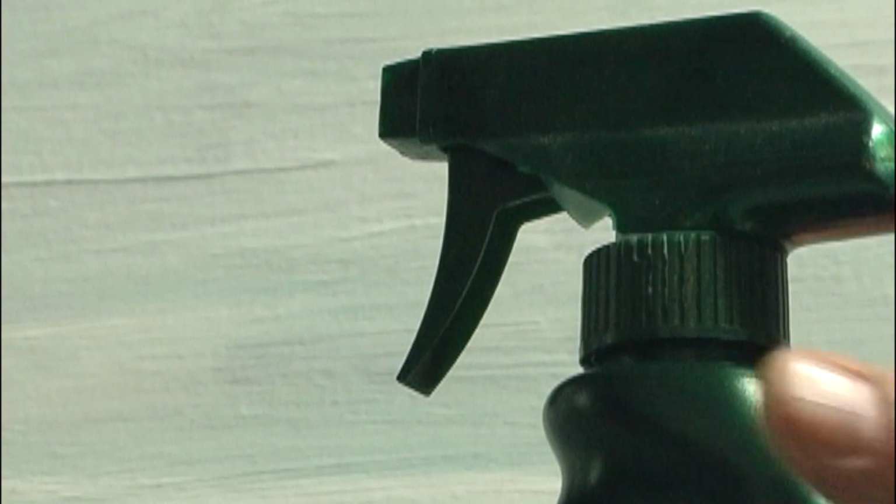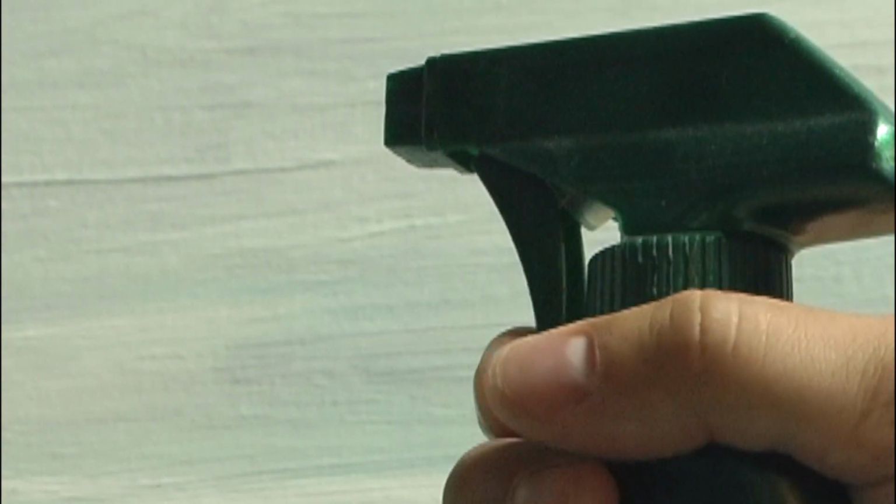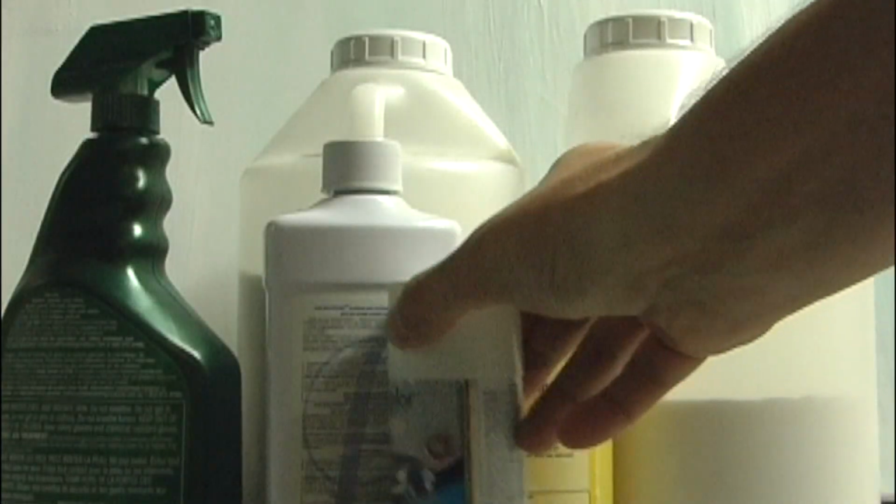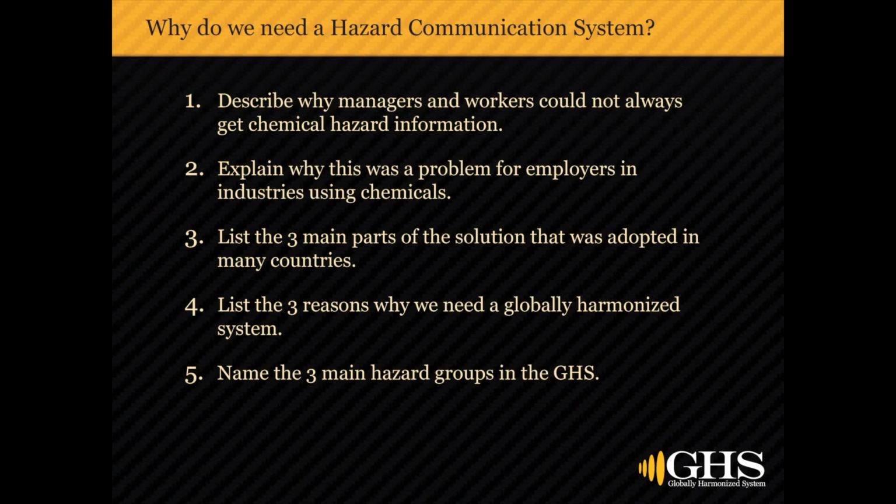To work safely with a chemical product, we need to ask ourselves three important questions. What's in it? In other words, what are its ingredients? What are the hazards of those ingredients? What can we do to prevent the hazards from happening?